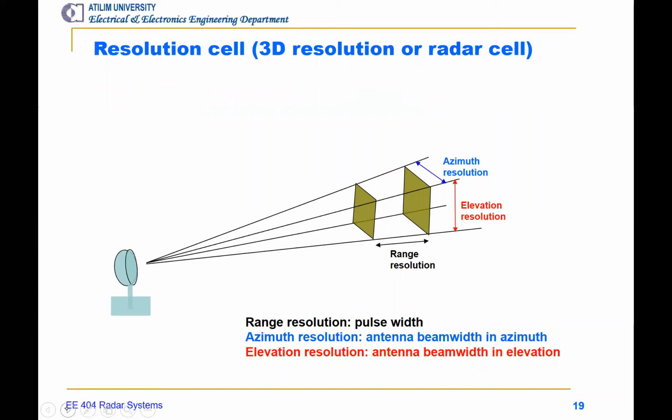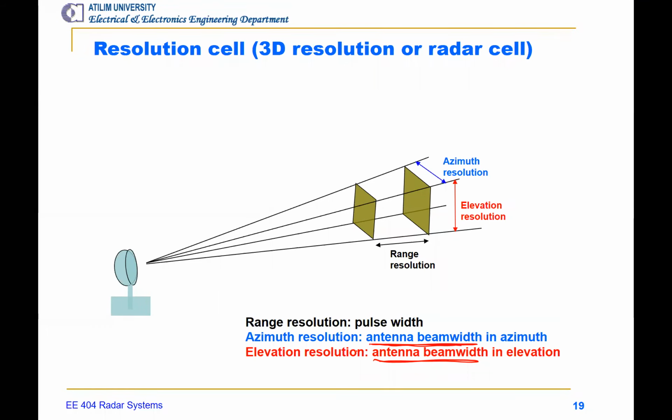And resolution cell. Now we defined range resolution. There is a resolution in angle, so in azimuth and elevation. These are related to antenna beam widths in azimuth and elevation. So these are antenna specific parameters. The narrower the beam width of the antenna in azimuth and elevation, the better the angular resolution in azimuth and elevation.